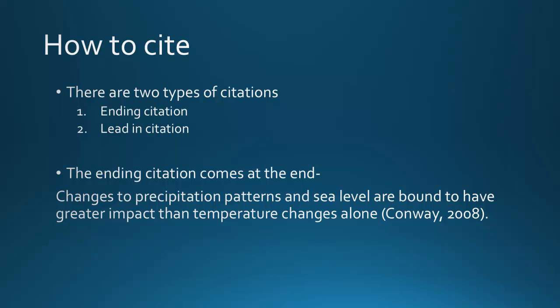So how do we cite? There are two types of citations. There is the ending citation and there is the lead-in citation. The ending citation clearly comes at the end. So like what you see on the screen, changes to precipitation, blah, blah, blah, Conway 2008, period. So the Conway 2008 lets me know that the author is paraphrasing from Conway, whose source was written in 2008.